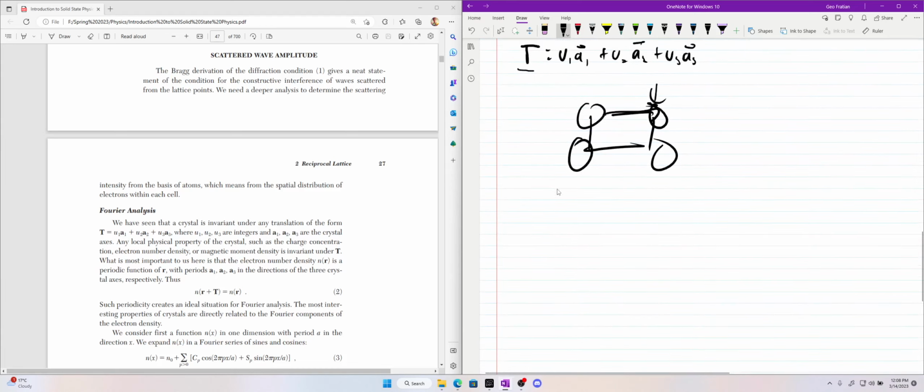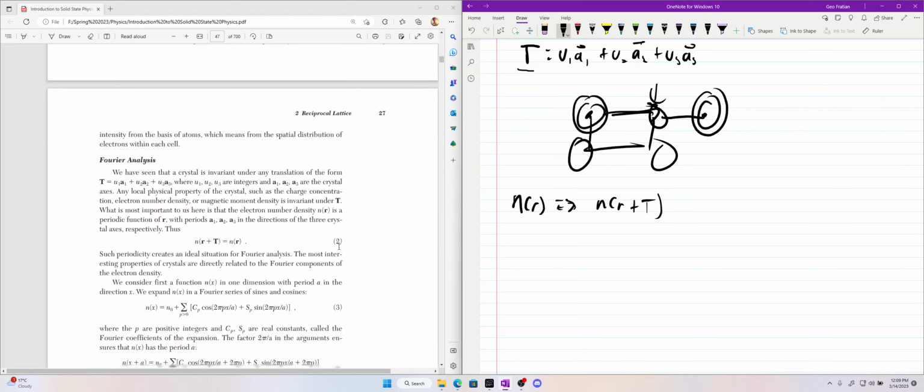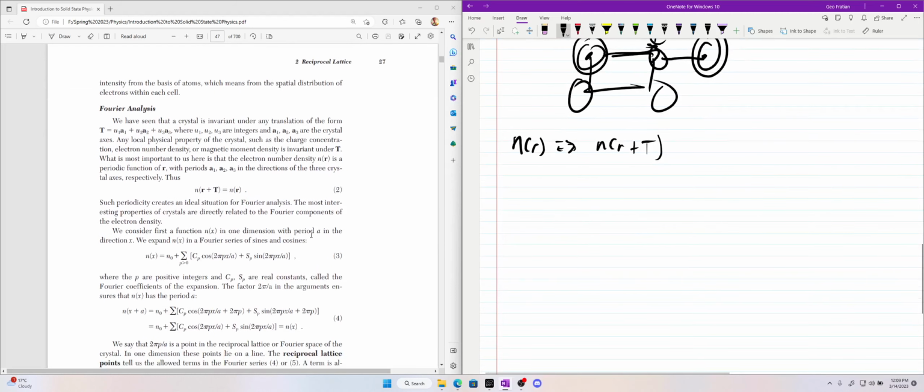So if we look at the most important one, which is the electron number density, which we can denote by n of r, we could say it's a periodic function of r with periods a1, a2, and a3 in the directions of a1, a2, a3. In other words, n of r is equal to n of r plus T. So adding it shouldn't matter. Like if you're at this atom right here, you should get the same electron density as if you move to this atom over here. Okay. So this periodicity means it's perfect for Fourier analysis. The most interesting properties of crystals are directly related to the Fourier components of the electron density.